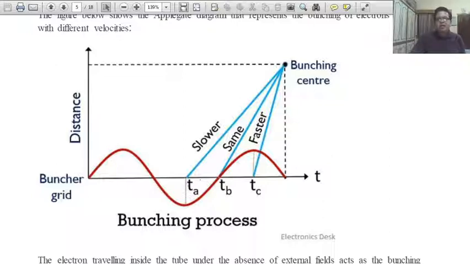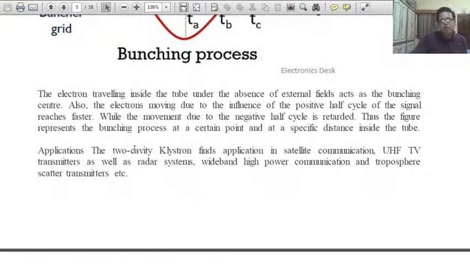The Applegate diagram is between time and distance. This is the buncher cavity and the distance from the buncher cavity, and this is time. In this Applegate diagram, the bunching process is shown. Suppose an electron is emitted from the buncher at the same velocity. Electrons emitted earlier are slower and electrons emitted later are faster, so they can meet at a point. Otherwise this is not possible. This is shown in this figure.